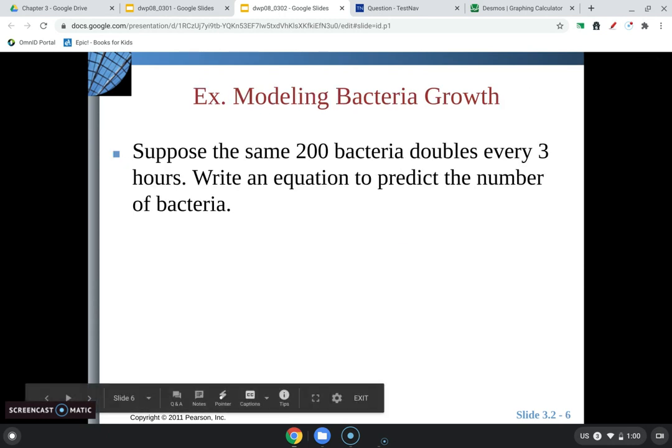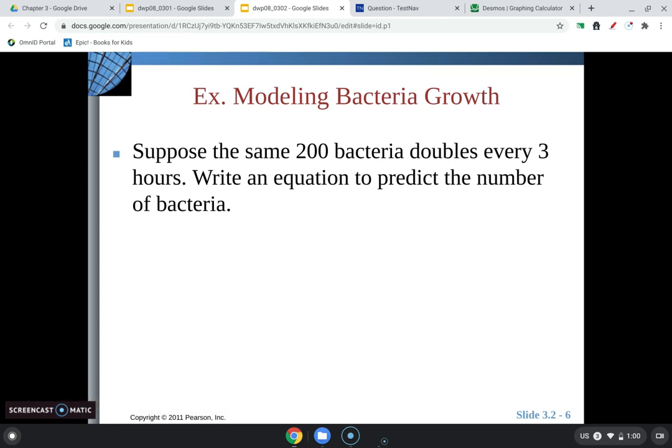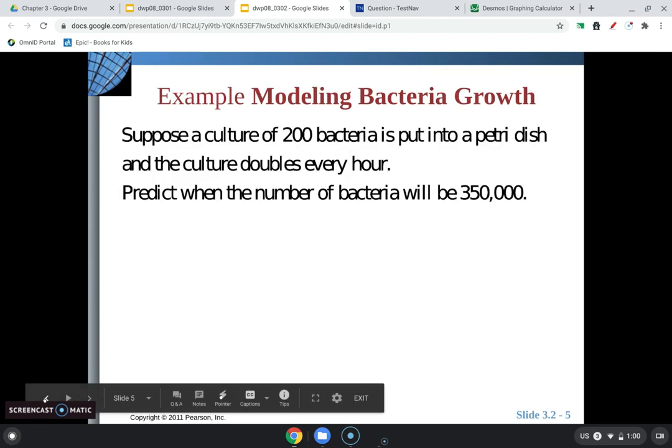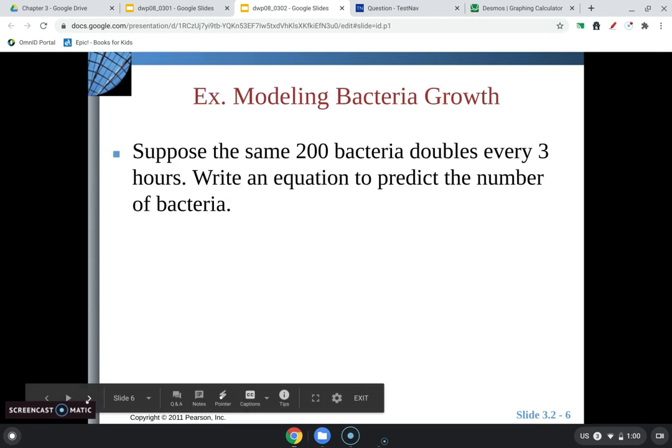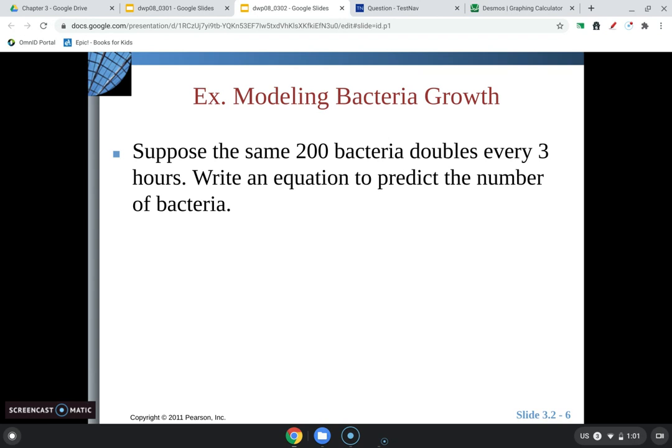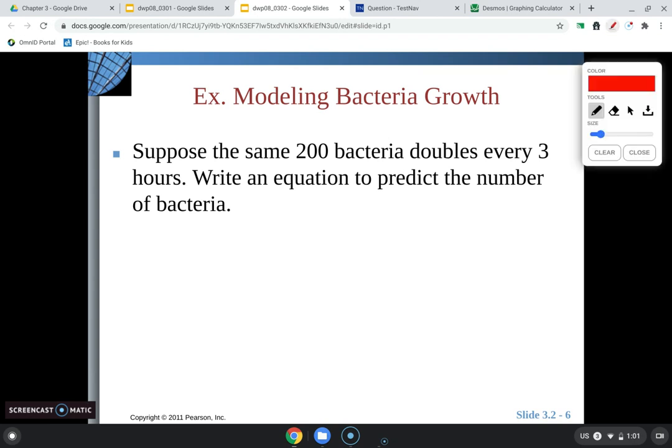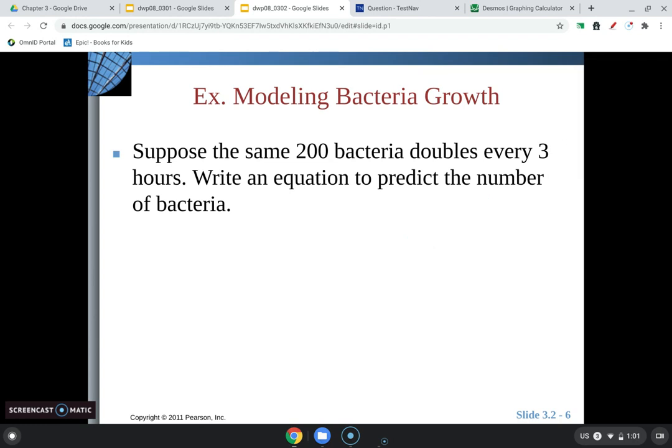Suppose the same number of bacteria doubles every 3 hours. So if before we were doing every hour, now we're going to do it every 3 hours. So wouldn't that be 200 times 2? Before it was to the t, so this one would be to the t over 3. So instead of doubling every hour, it's doubling every 3 hours. So it's going to take a little while longer than the previous one if it's doubling every hour.